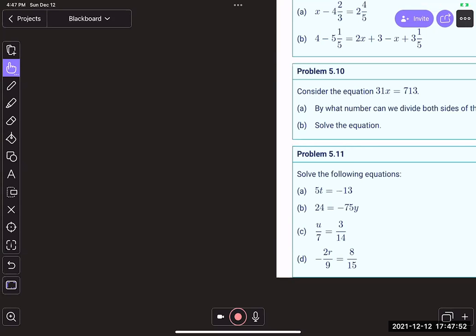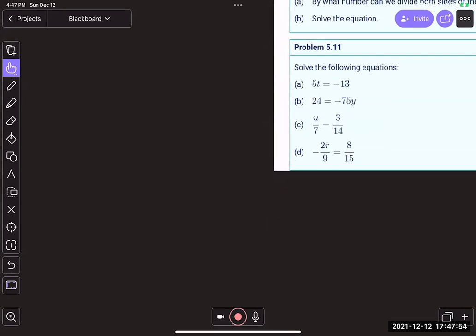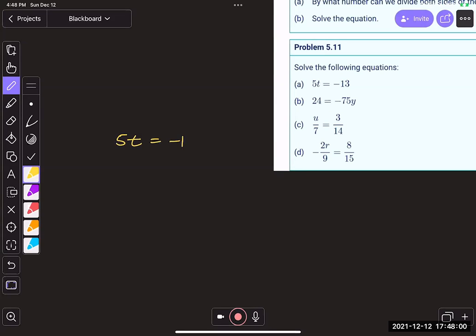All right, Lillian, sure. You can give 5.11 part A a shot. What's going on here? So 5t equals -13. That means you have to find out what t is. You have to divide -13 by 5. So why do you need to divide -13 by 5? Because 5t is 5 times t.